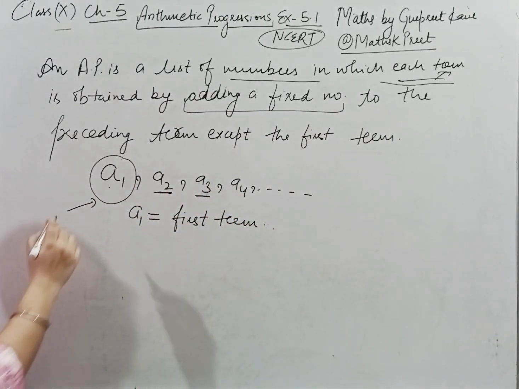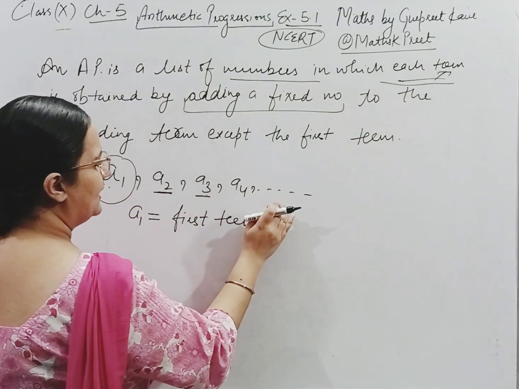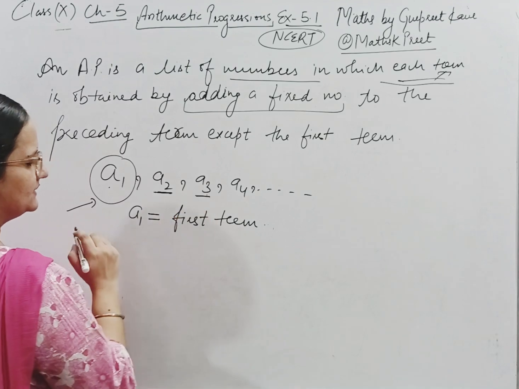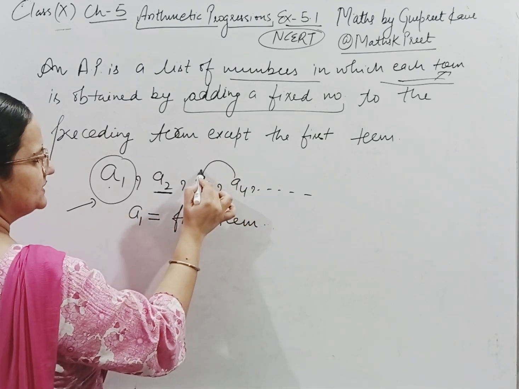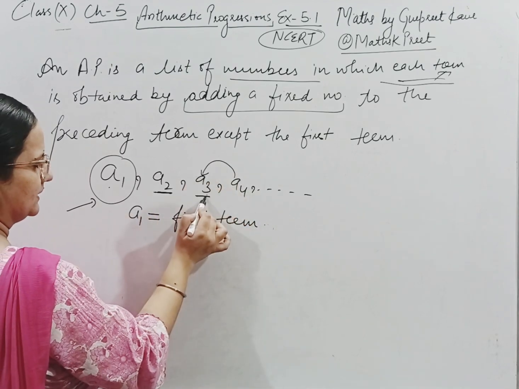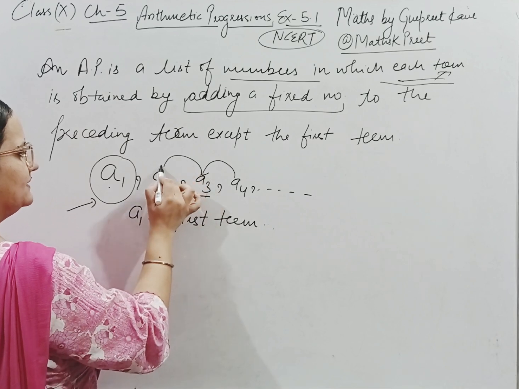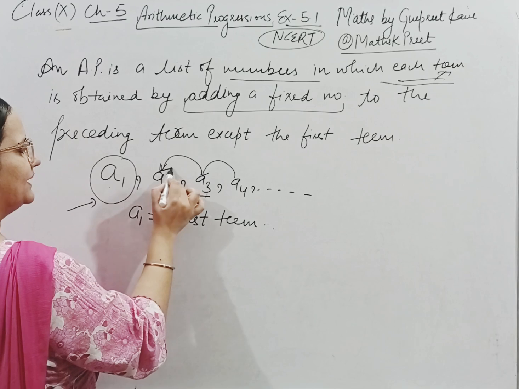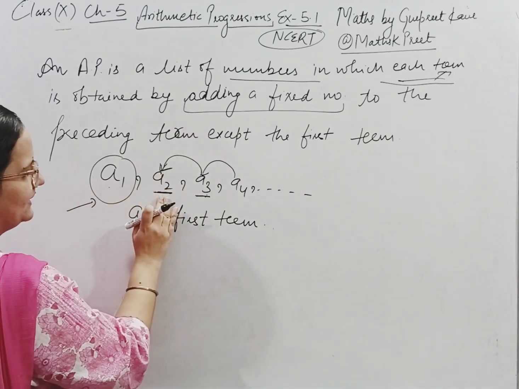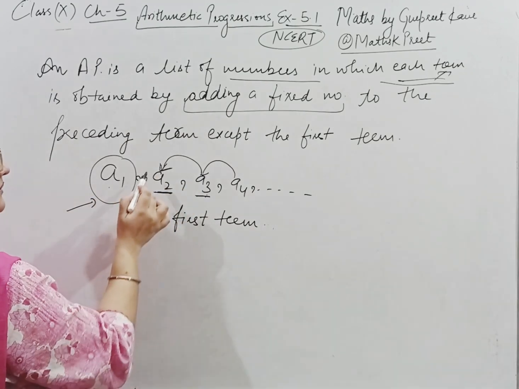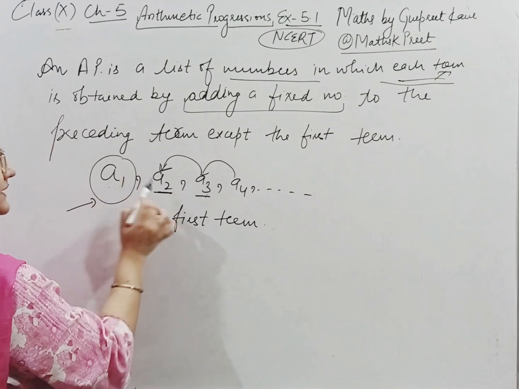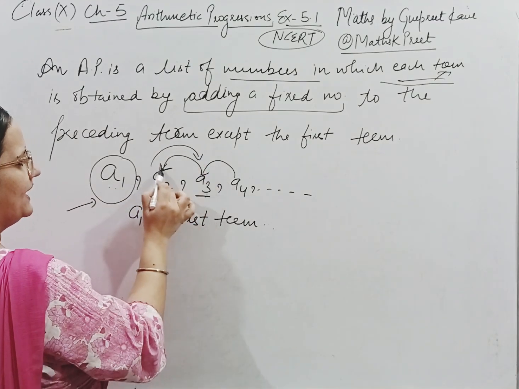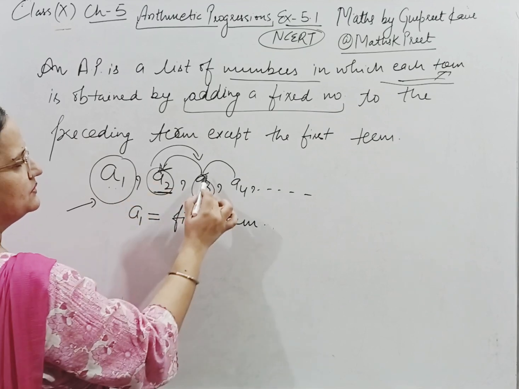Here all the terms are obtained by just adding a fixed number to the preceding term. I am obtaining A4 just by adding this fixed number to A3. A3 is obtained by adding the same fixed number to A2. Similarly, by adding that number to A1, we get A2. So every time we get the next term just by adding the fixed number to the preceding term.